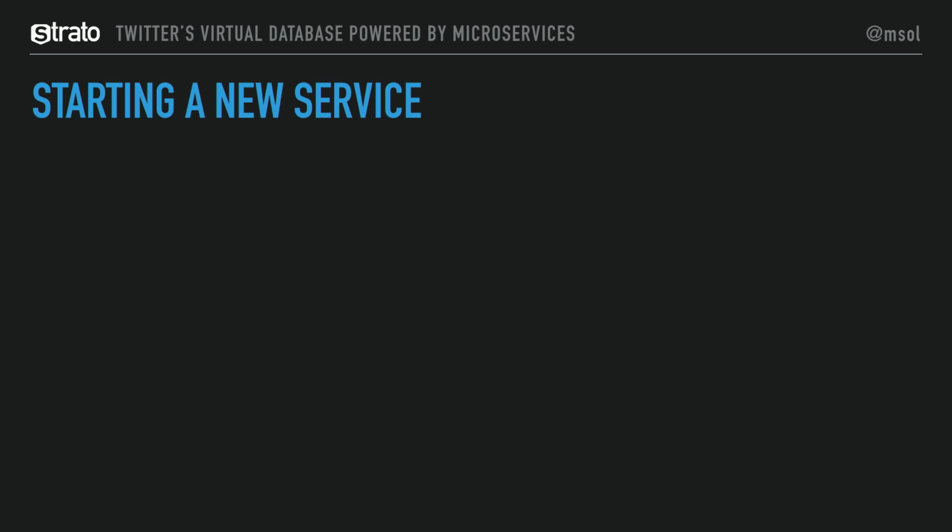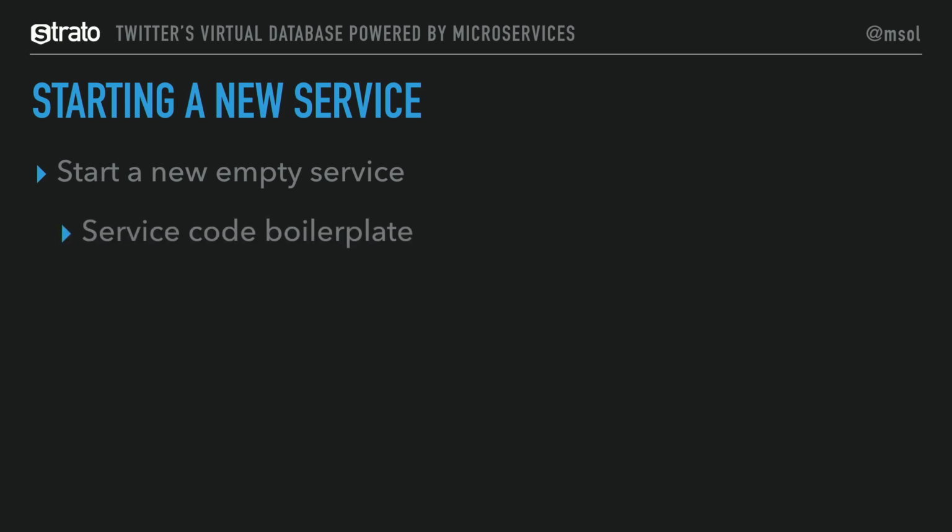So this usually follows a few standard steps. First one, let's start a brand new empty service. This pretty much always entails some service code boilerplate. So you're going to have to set up your main, some build files, some dependency configuration, that sort of thing. Then we get to move on to even more fun, configuration boilerplate. We need to set up our deploys, we need to set up monitoring, dashboards, paging alerts, that sort of thing. There's a lot to do there as well.